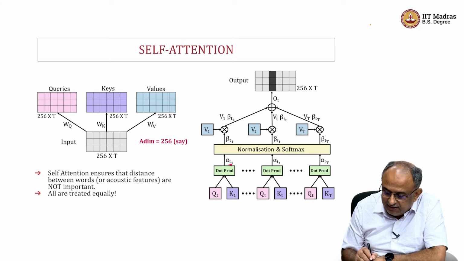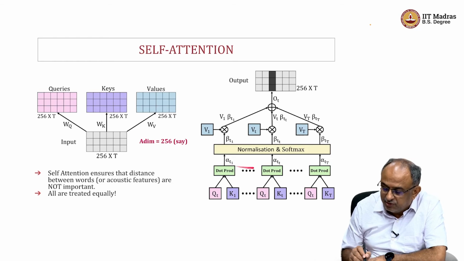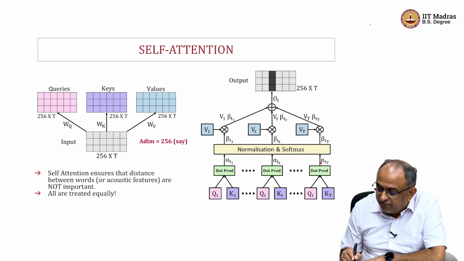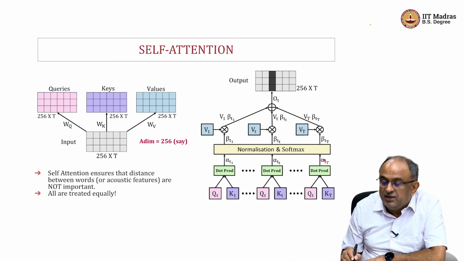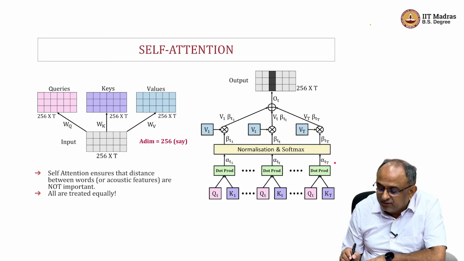That number is alpha T1. Why are T and 1 coming? T tells me that it is the fifth word I am right now interested in, and 1 is because I am measuring the similarity with respect to the first word. Similarly, alpha TT means the tth word's similarity with itself. Alpha T capital T means the tth word with the last word, the capital T word, or 10th word. So, these are some numbers.